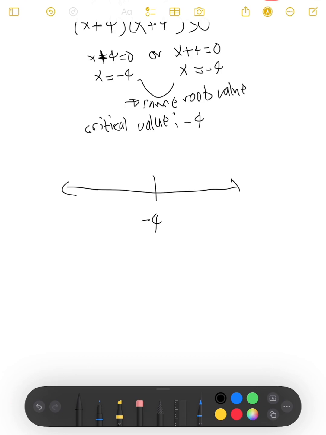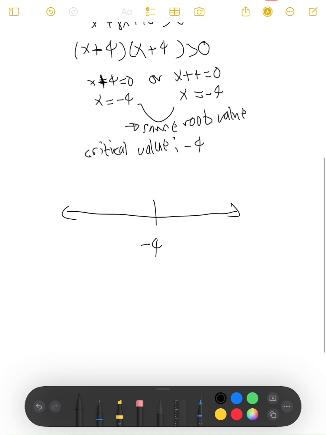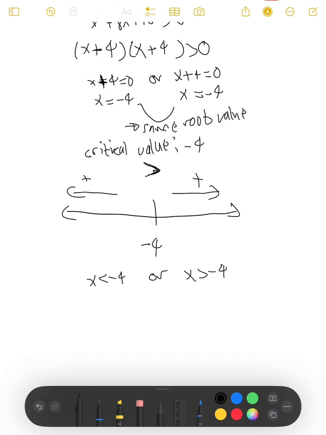And then we know that when we are given the greater than sign, we work on our far left and then on our far right. Far left and far right. So here we have x less than negative 4, or x greater than negative 4.